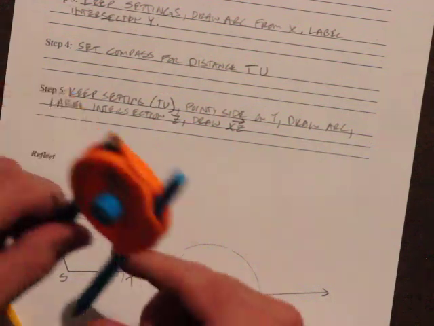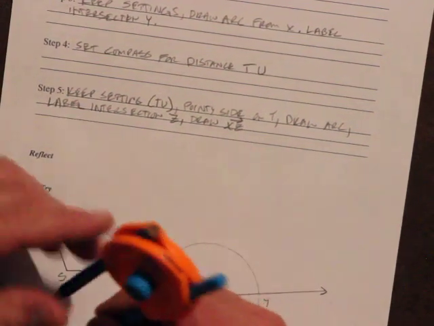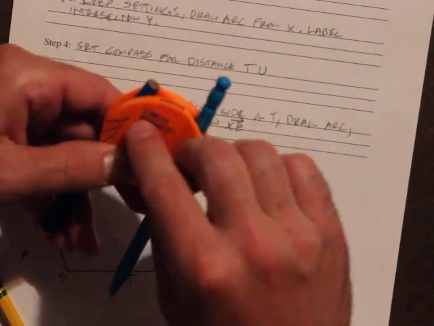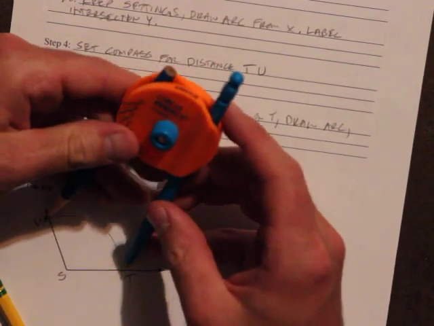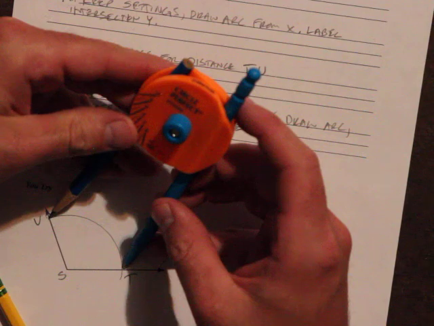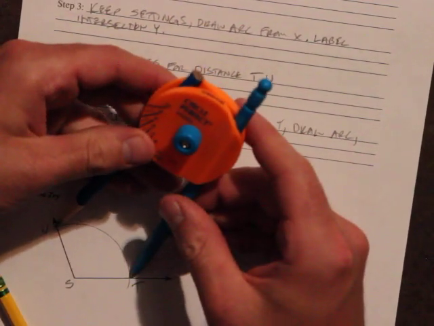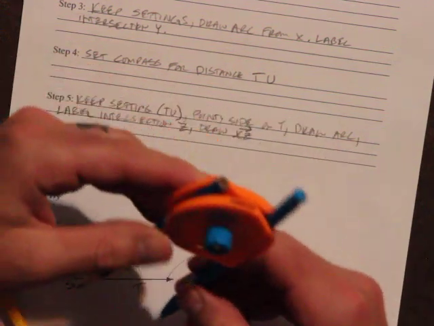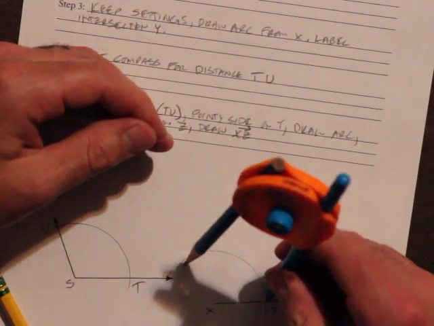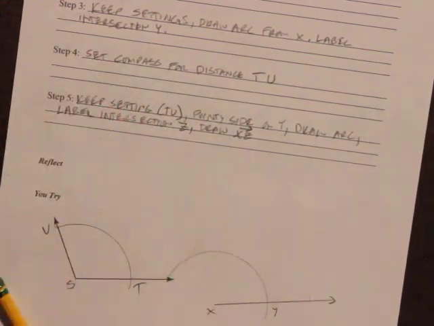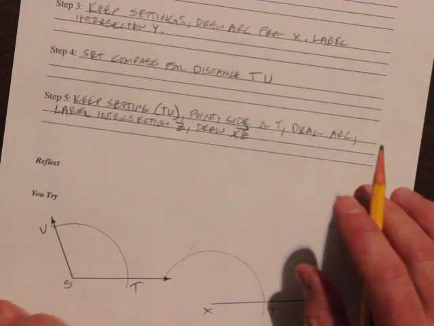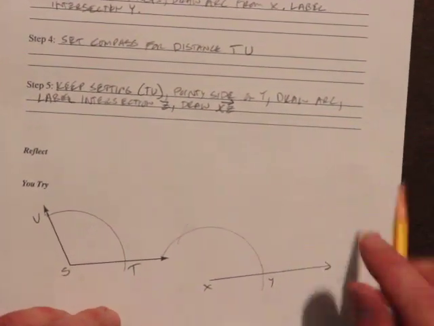And then I'm going to get my distance from T to U. So I need to open my compass up. Go from T to U, tighten that up. T to U, still looks pretty good. Alright, then I'm going to draw an arc there to make that intersection, and I'm going to call that intersection Z.